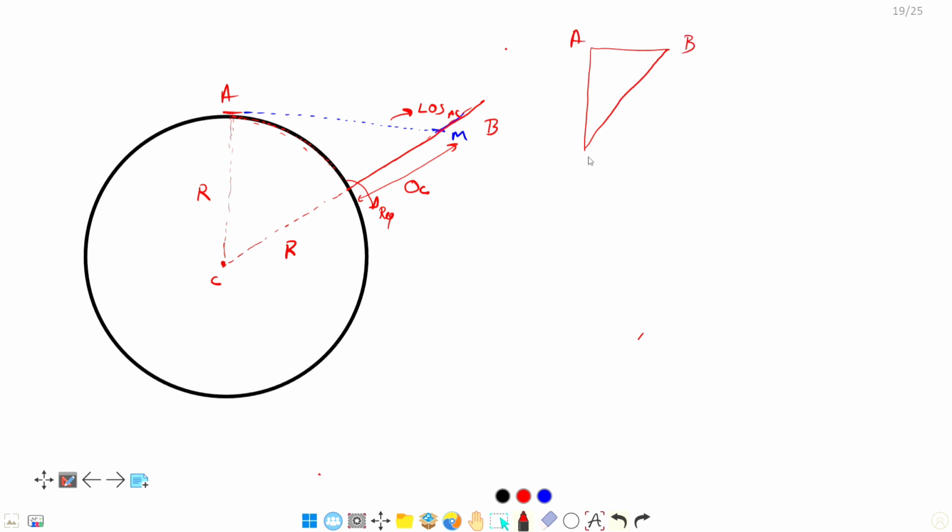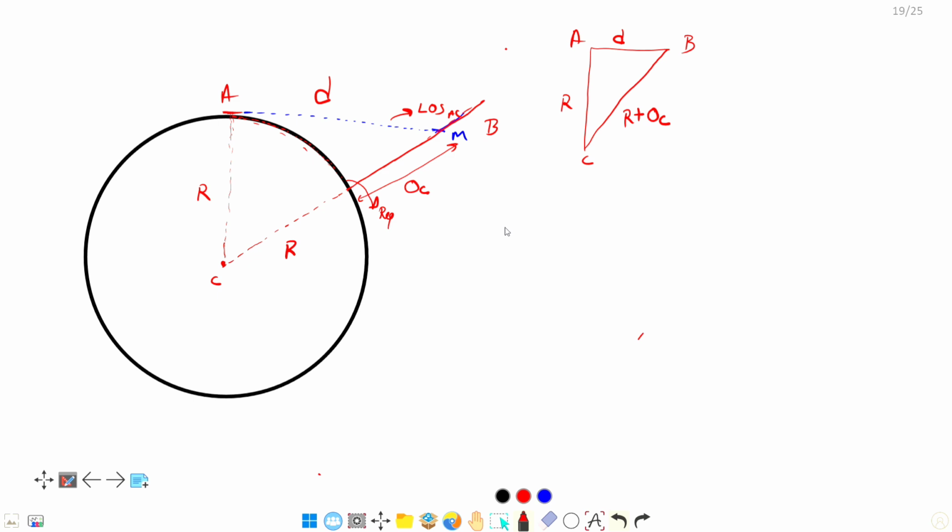A, B, C. For example, between A and B, the distance is D kilometers. AC is what? Radius. And CB is what? Radius plus OC. And AB is what? Distance D. So now let's calculate OC from here.